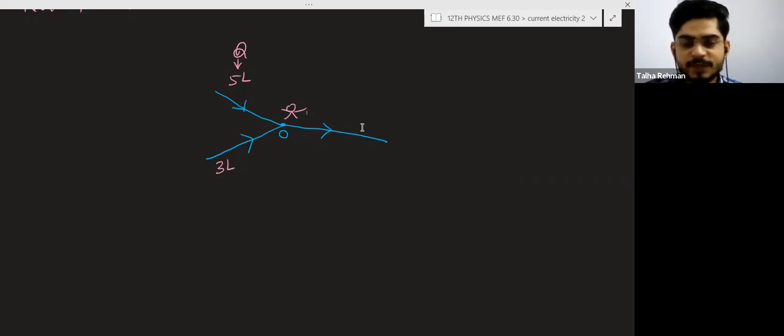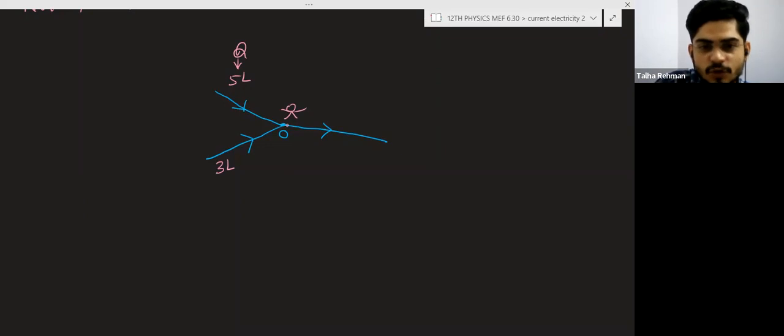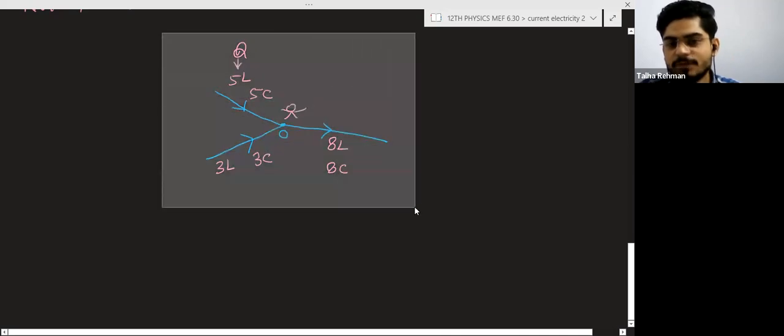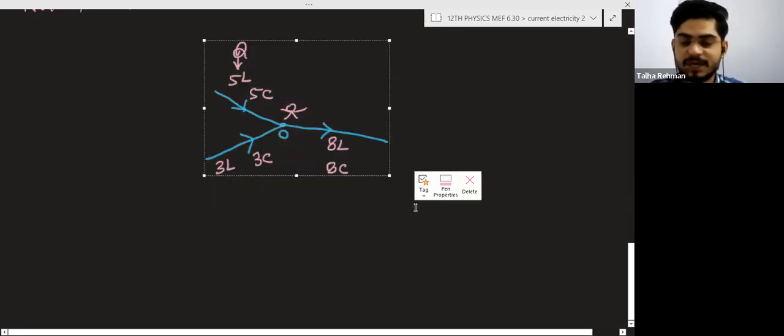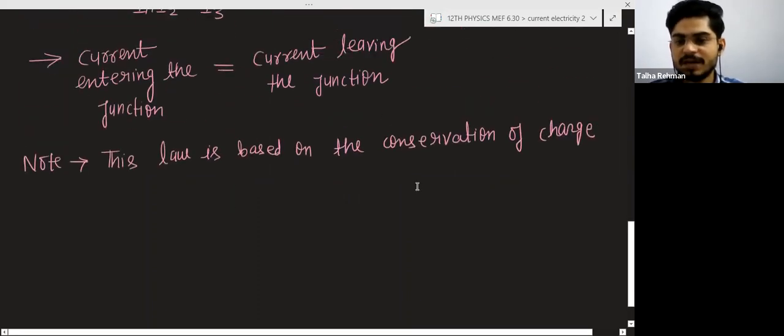So 5 liters of water is coming from this pipe, and 3 liters of water is coming from this pipe. Here, what is the value of water? 8 liters. The same is the case with charge. Suppose 5 coulombs of charge is coming from here and 3 coulombs from here, then you will get 8 coulombs of charge flowing in this wire. So that is why this law is based on the conservation of charge. Charge is conserved.